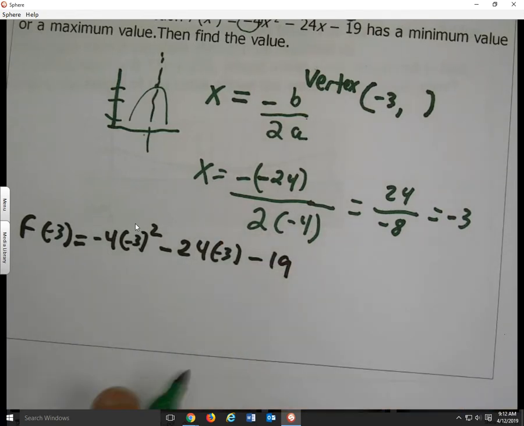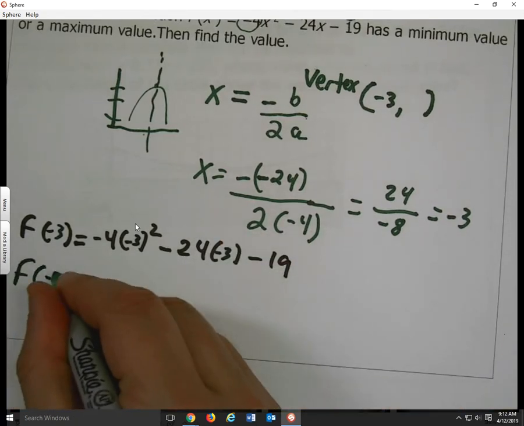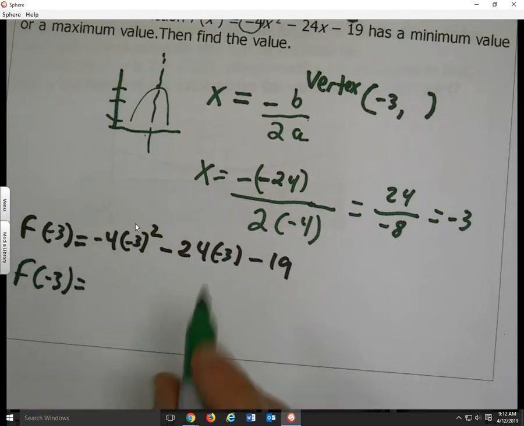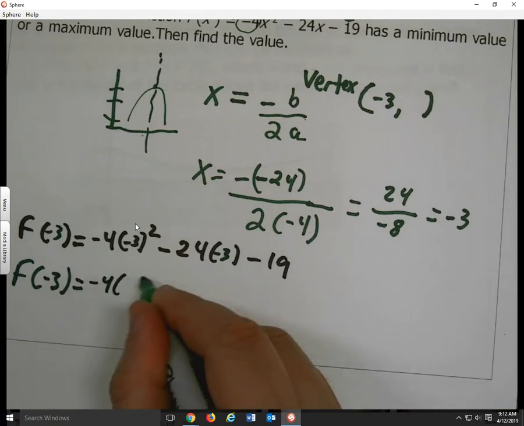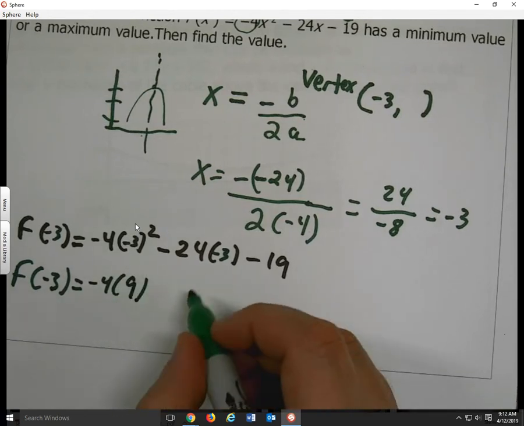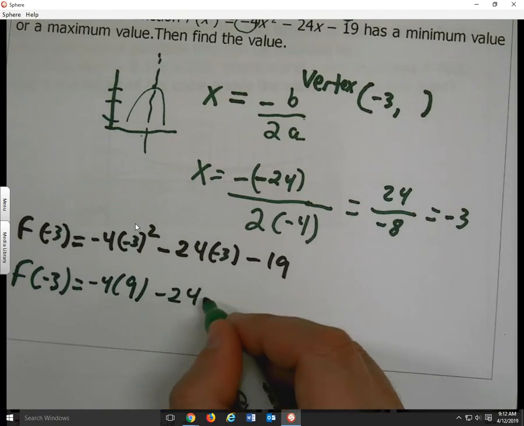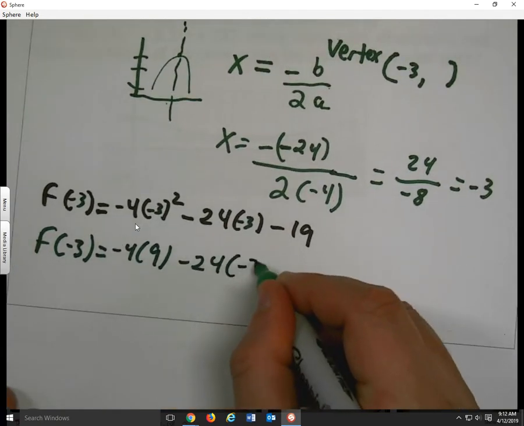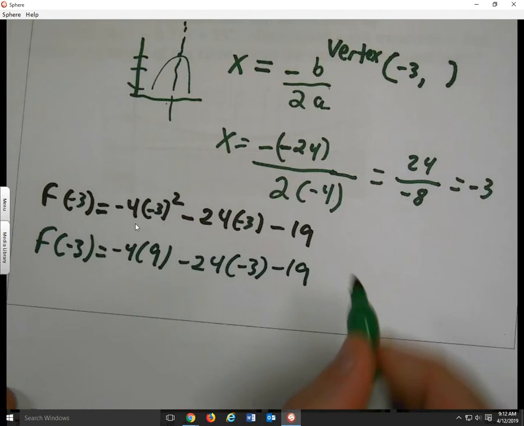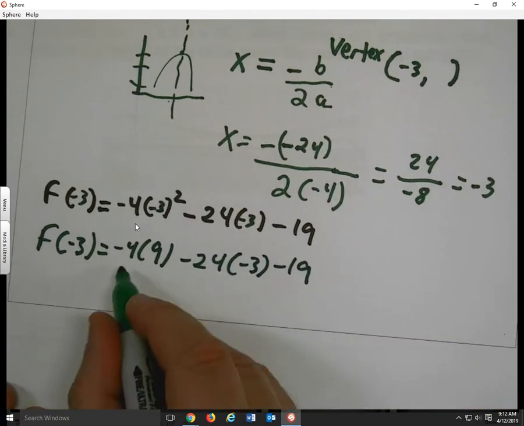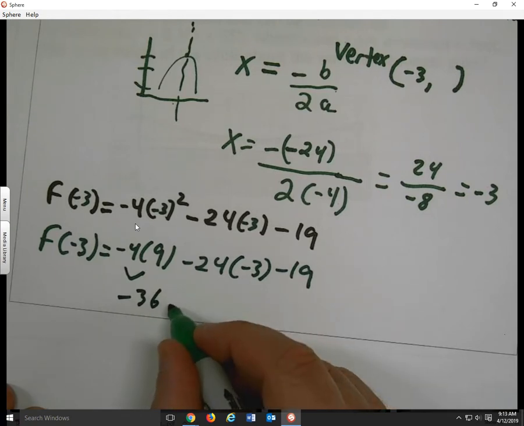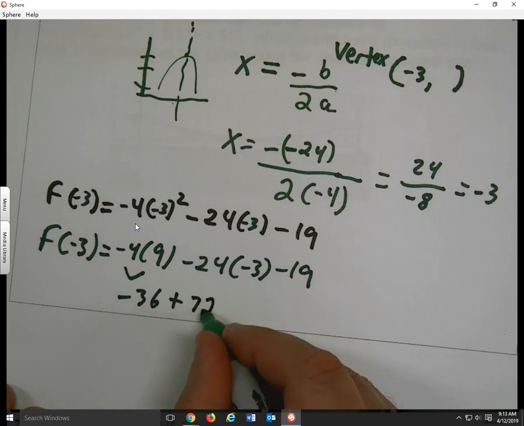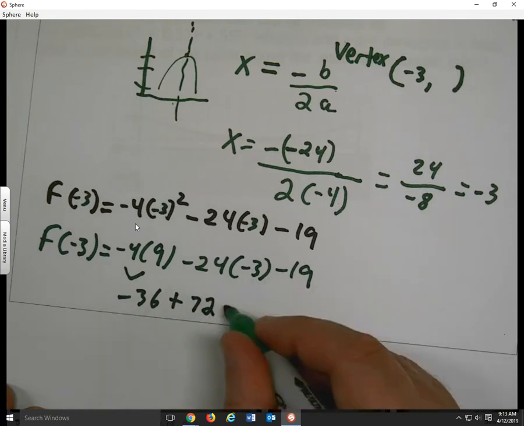And we do the order of operations, back to the very beginnings of algebra. So we square before we multiply. So that would be -4 times -3 times -3, which is a 9. Bring everything else down. And we multiply before we add or subtract. -36. A negative times a negative is a positive 72. And bring down the -19.